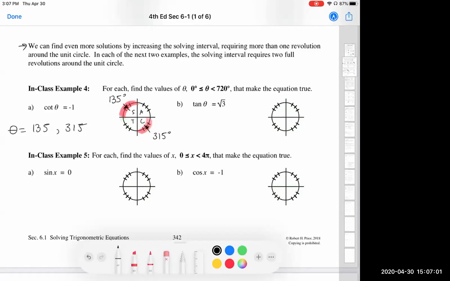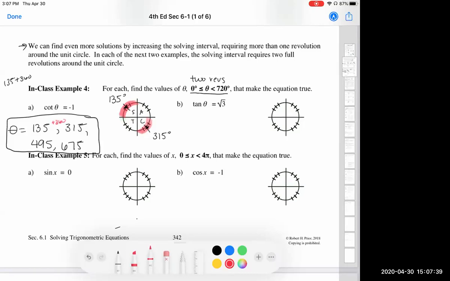But I want to work within 2 revolutions, but we still have that same value second time around as well. So we just add 360 to our answer. So we think 135 plus 360, we can use our calculator if we want. 135 plus 360, we get 495. So our answer is also 495. And 315 plus 360, we get 675. So all of these measurements together make up our answer because we want 2 revolutions around your unit circle. We just add 360 to find the next one. And that gets you to your next one right there.